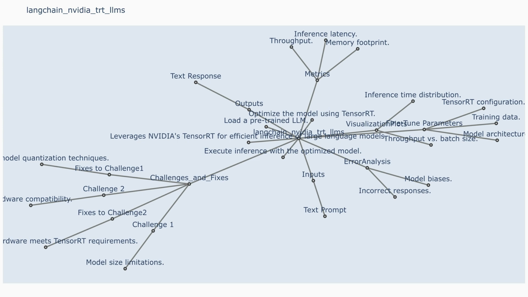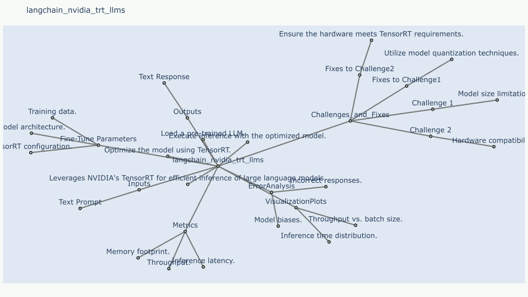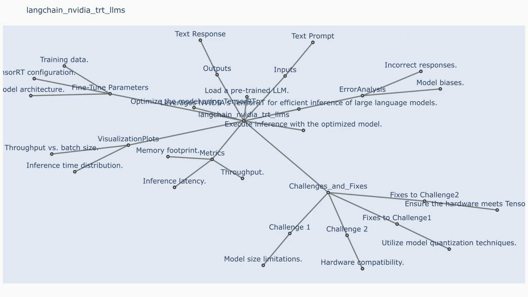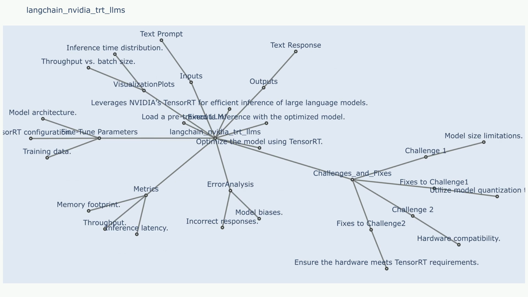LangChain NVIDIA TRT-LLMs. Description: NVIDIA TensorRT is a high-performance inference optimizer and runtime that can accelerate the execution of deep learning models, including large language models (LLMs). LangChain provides integration with TensorRT, enabling you to leverage its performance benefits for LLM inference. This allows you to run LLMs more efficiently and with lower latency, especially on NVIDIA GPUs.